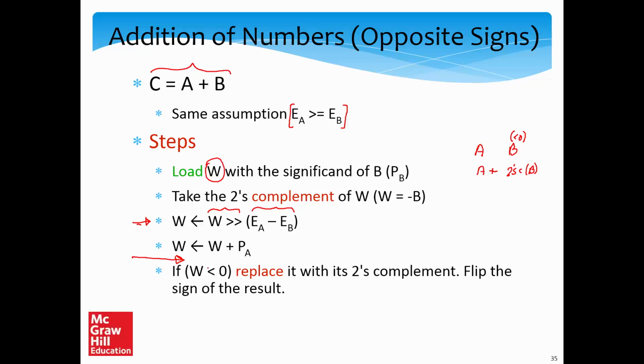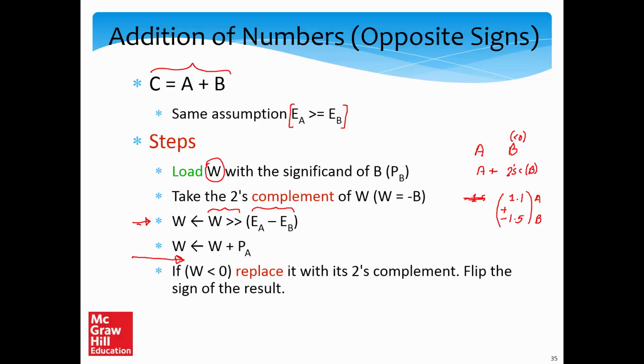Now it is possible that when we perform the addition, the result might be less than 0. Why would this happen? A simple reason is that let's assume one case where we are adding 1.1 with minus 1.5. In this case, their exponents are the same. So the first one can be A and the second number can be B. Then we will see that the sign of the result will be negative. So it's very easy to handle this case.